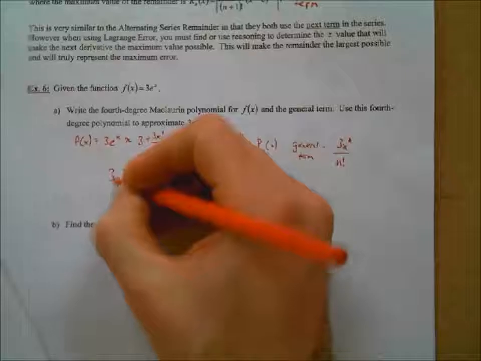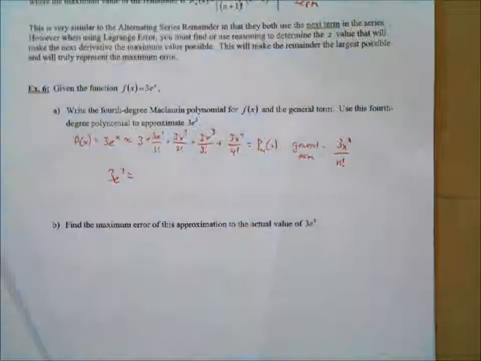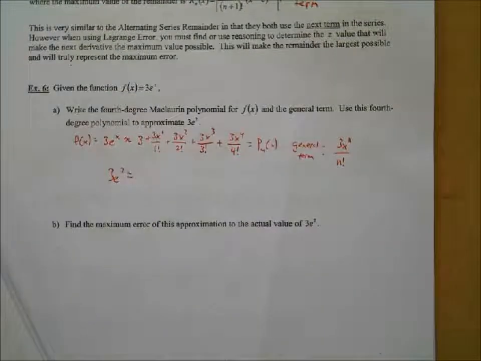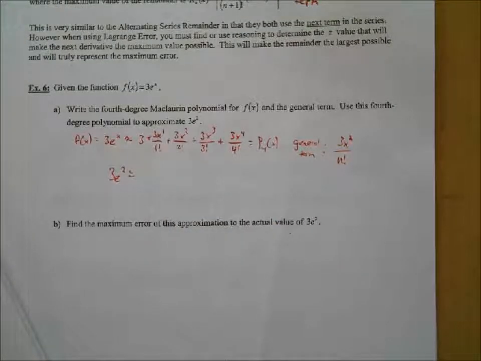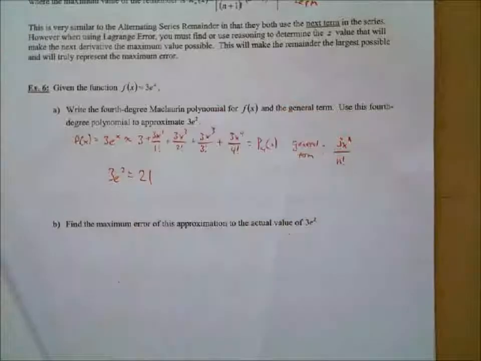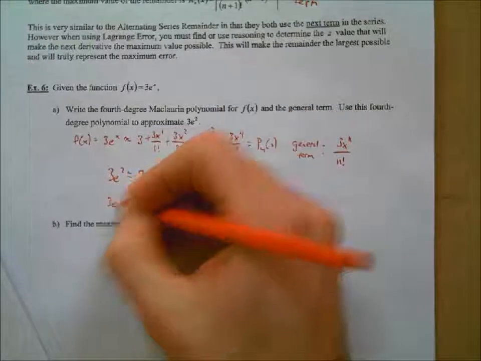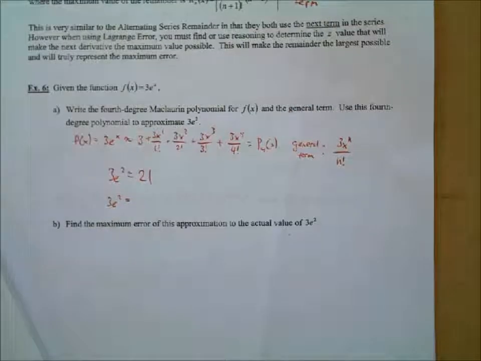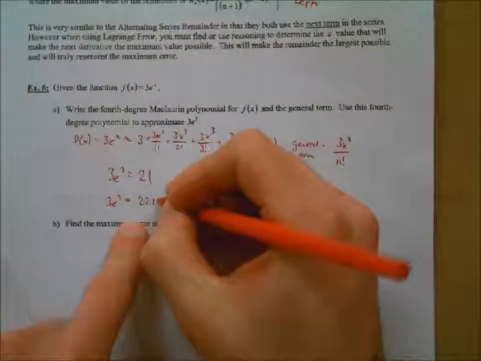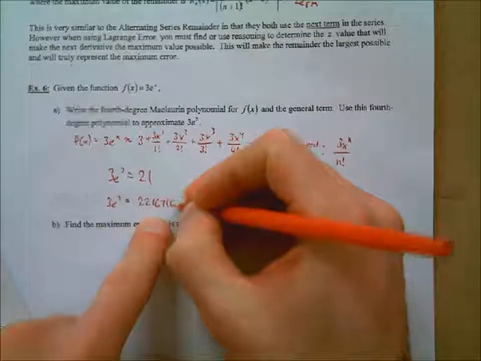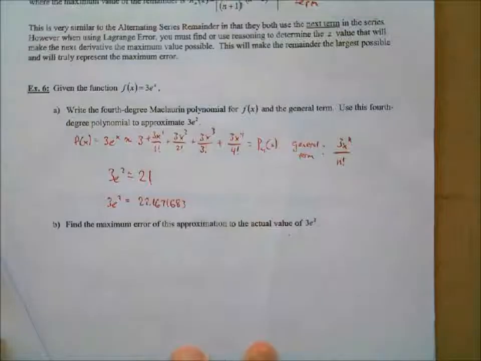And what is 3e squared approximately? Anyone get that calculated yet? Using the polynomial, if you don't mind. 21, yeah. So 3e squared is approximately 21, but since you gave it to us there, what is the actual value rounded? 22.1671683. Okay, 1671683, like that? Yeah. Perfect. And we'll hold on to that for right now.